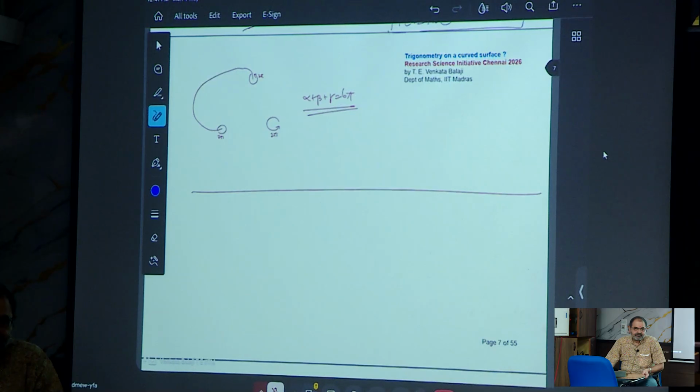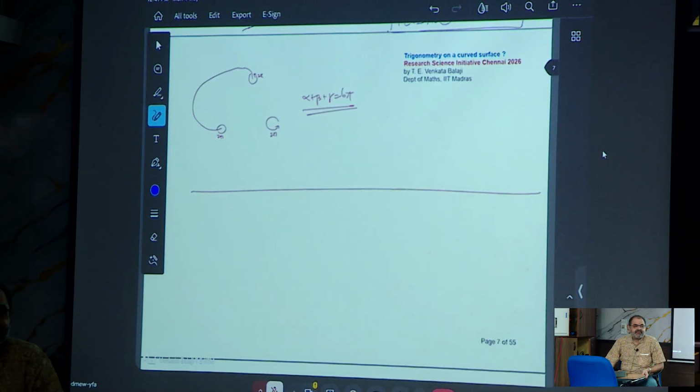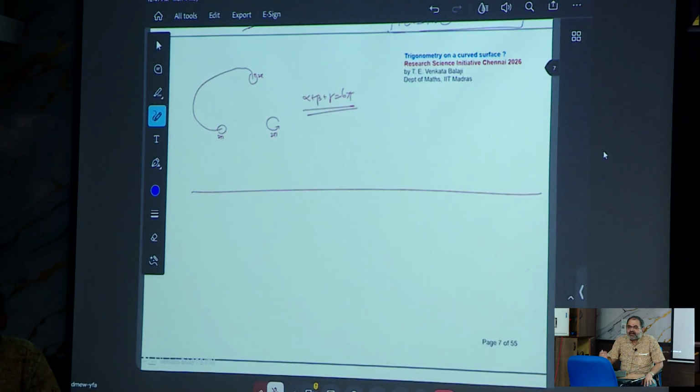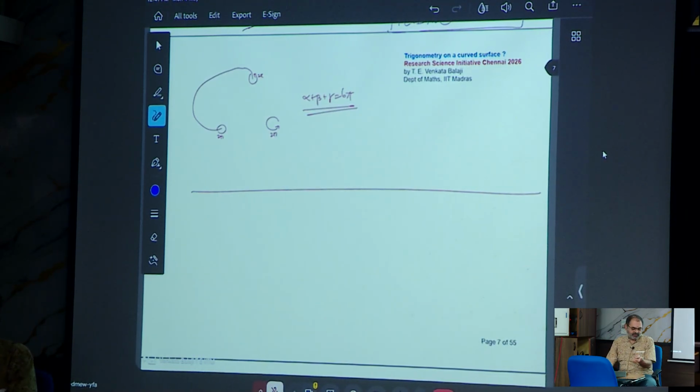So that is this Archimedes theorem. And what is this Archimedes theorem? Let me tell you something about that.